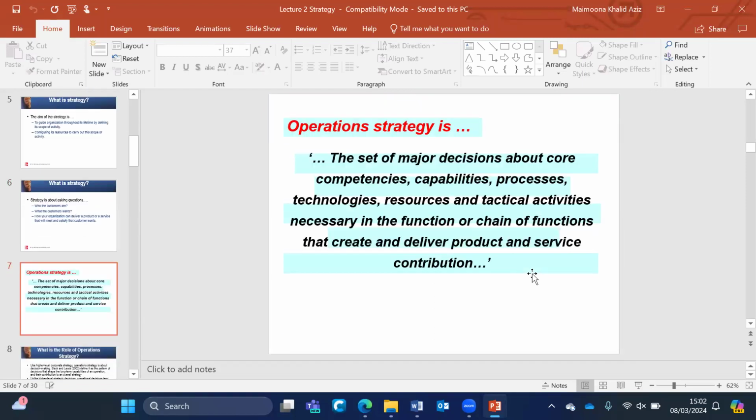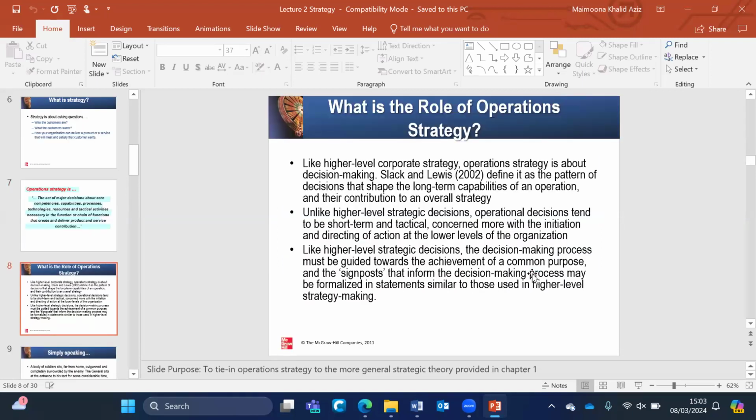Now let's look at the definition of operation strategy. Operation strategy is a set of major decisions about core competencies, capabilities, processes, technologies, resources, and tactical activities necessary in the function or chain of functions that create and deliver product and service contribution. To simplify all of this, basically, it is the decisions that we make about our day-to-day activities and we base them on a strategy. That is the operation strategy. So the main strategy of the business levels down and it comes to the operation strategy, and that is followed to make those decisions about that sector of the company.